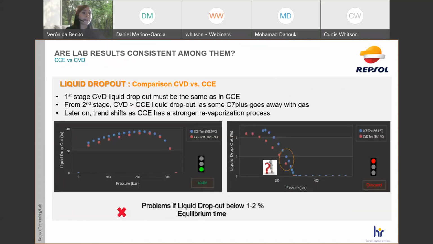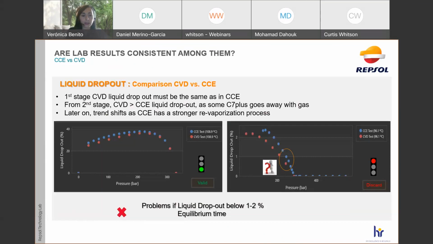And another example of the consistency between the different experiments is the comparison of the liquid dropout obtained in the CCE experiment versus the one obtained in the CVD experiment. For the first stage of the saturation, the values should be equal as there is no material release from the cell. But from the second stage, the CVD liquid dropout could be higher, and finally the trend shifts. So here we have two examples, one where the results are consistent, another where it's not.